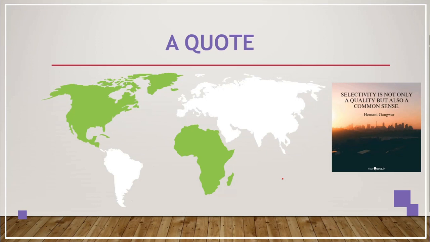Selectivity is not only a quality but also a common sense, says Hemant Gangwar. So the reactions use this common sense through their stable transition state. They get the information from their stable transition state and they select the products formed.